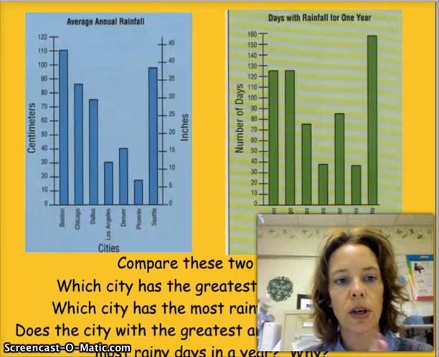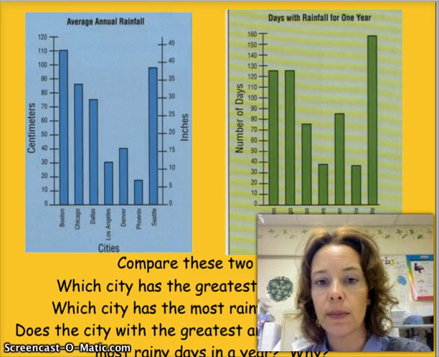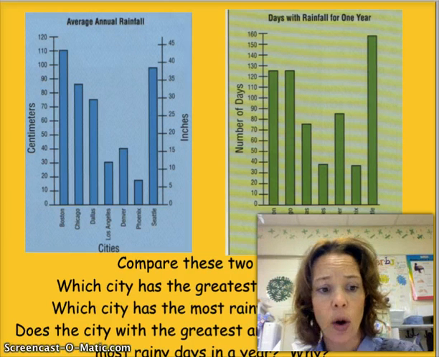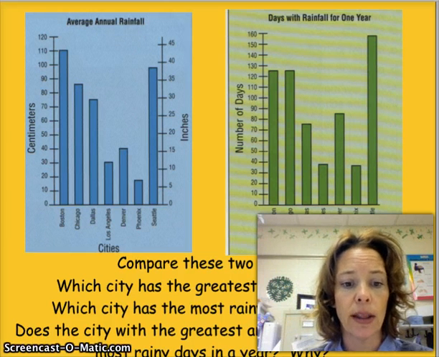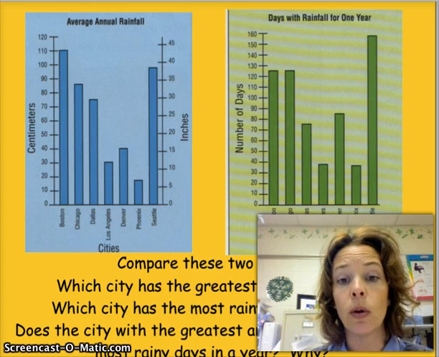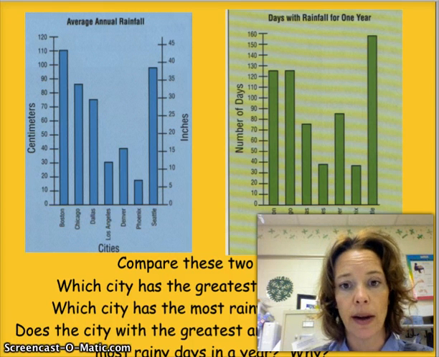All right, now here's where it starts to get important that you know what each of your graphs is measuring. Well, it's always important, but it's very important now. What I want you to do is look at the graphs and then tell me which city has the greatest annual rainfall. Which one has the greatest annual rainfall?